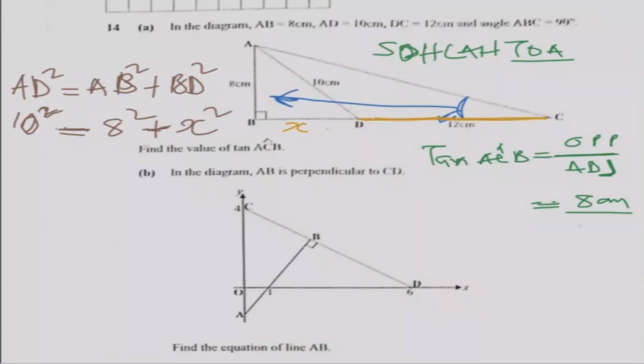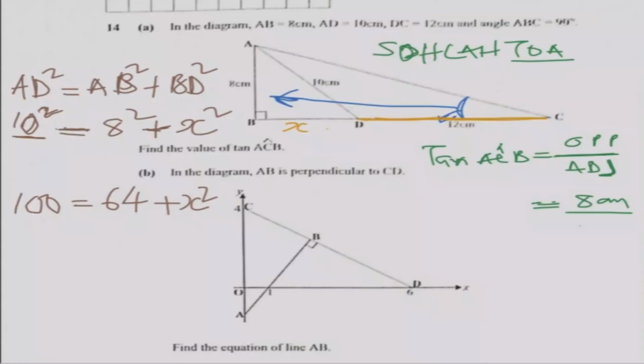Okay, so what we can do now is we can say what is 10 squared? 10 squared is equal to 100. It's equal to 100, which is equal to 8 squared, that is 64. 8 times 8 will give us 64. Then plus x squared. Okay, we need to find the value of x.